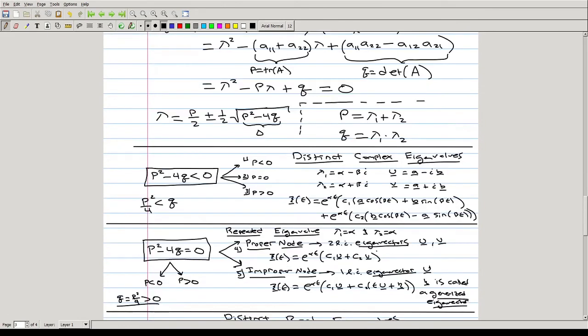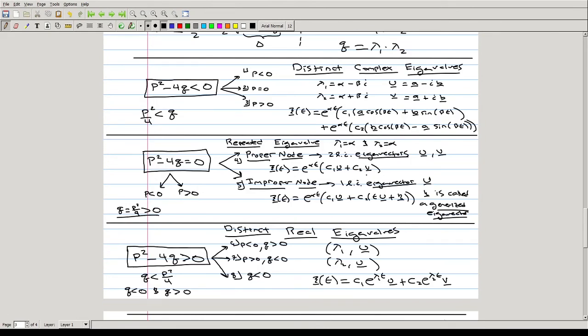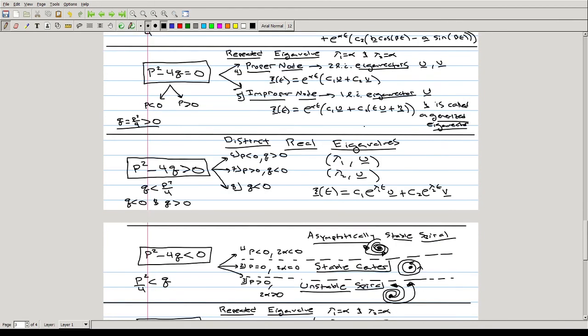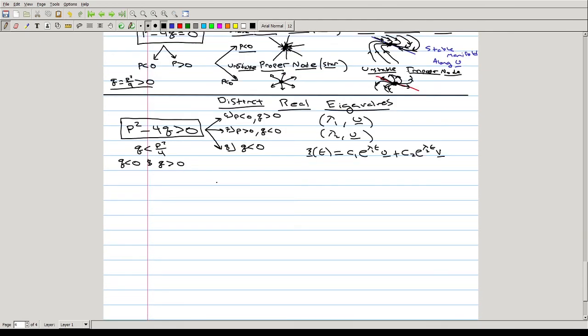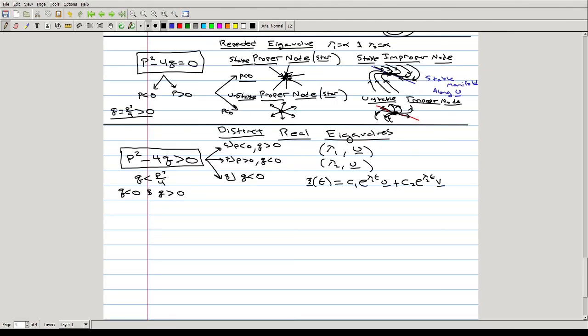In each of these cases, you can very clearly see by plotting out some representative trajectories that this is what you'll end up getting. It's very clearly done out in our book as well as in many other books. So the last case here that we have to consider is the case of distinct real eigenvalues.